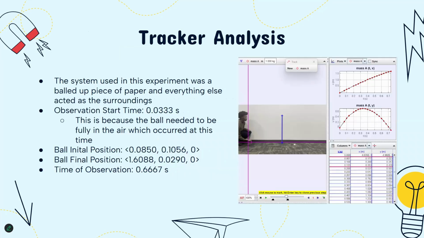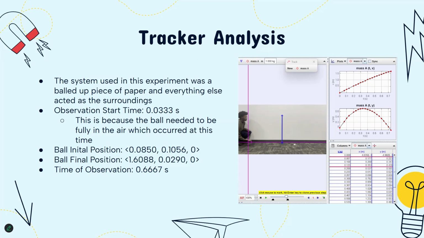For our Tracker analysis, we used a paper ball, which was just a piece of paper that was scrunched up into a ball, and everything else acted as the surroundings while the ball was our system. The observation start time is at 0.0333 seconds. This is because the ball needed to be fully in the air in order for the test to be run properly, and this occurred at this time because this is when it fully left my lab partner's hand.